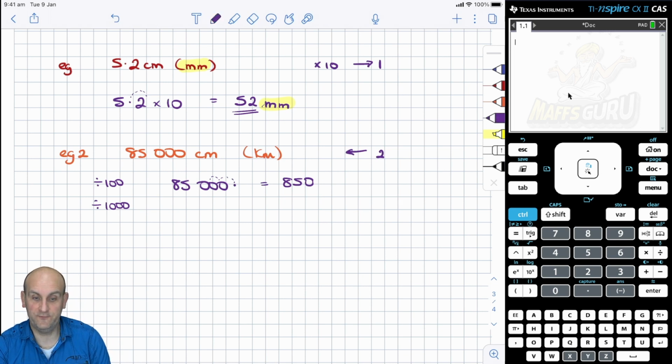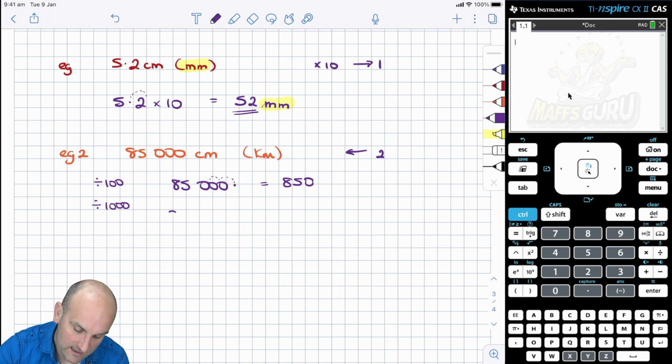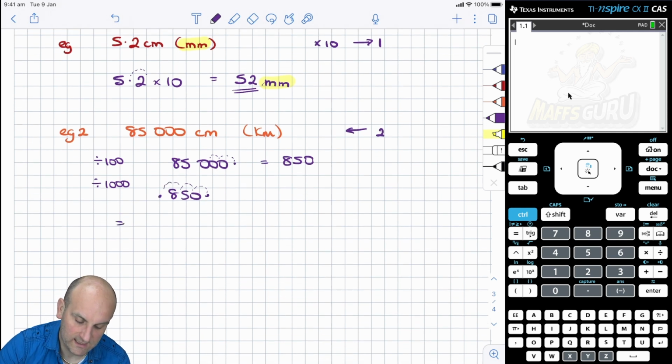So now I'm going to get 850, and I'm going to divide that by 1,000. So there's my decimal point, move it 3 places to the left. 1, 2, 3, there is my decimal point.